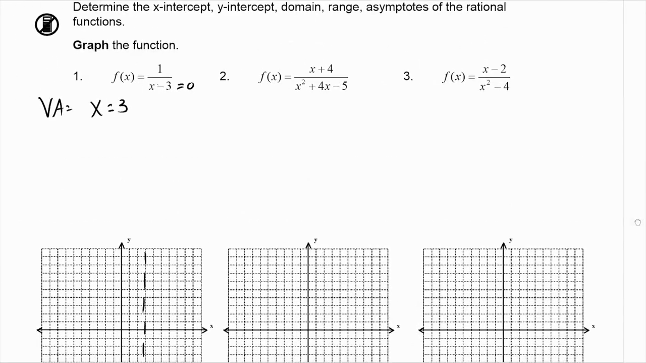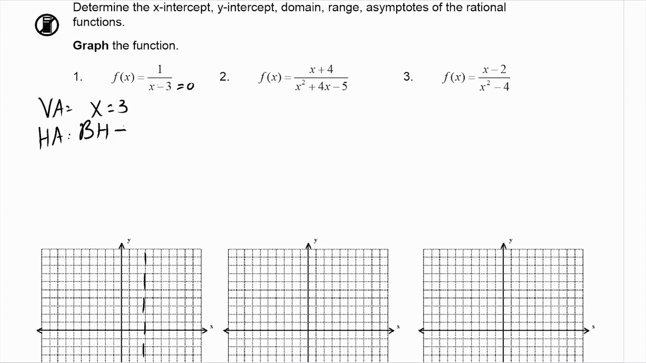The next thing, if I'm trying to figure out the horizontal asymptote, I have to take a look at whether it's bottom heavy, top heavy, or equal heavy. In this case, this is going to be bottom heavy. So that means that y is going to be equal to 0.